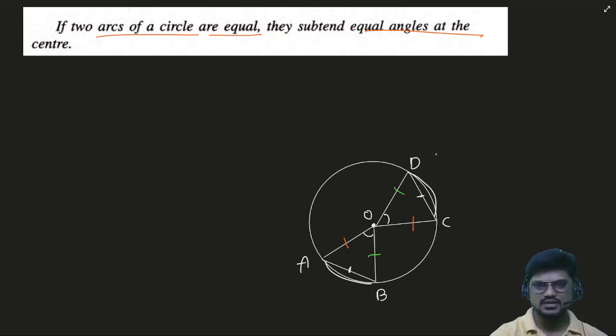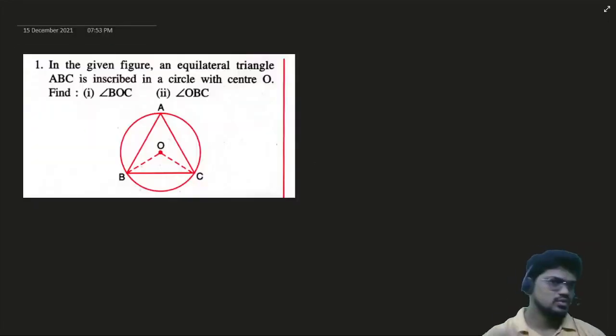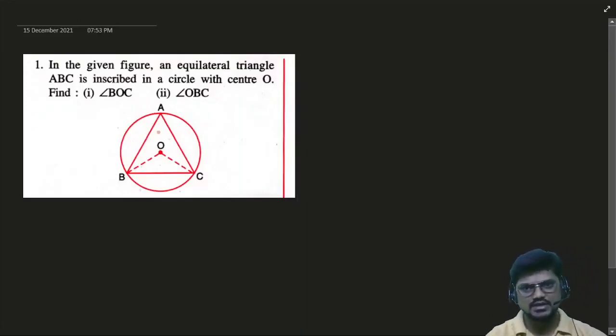The next is, I think, the exercise. Now let us start with the exercise. What do you have in this? In the given figure, an equilateral triangle ABC is inscribed in the circle. Now, this triangle ABC is an equilateral triangle. That means all the angles are 60, 60, 60. Okay, we know that since it's an equilateral triangle. Now, ABC is inscribed in the circle with center O. Find angle BOC.